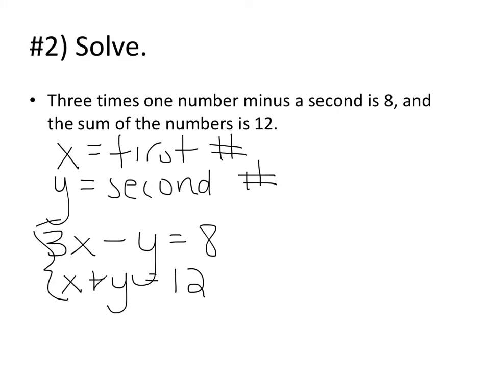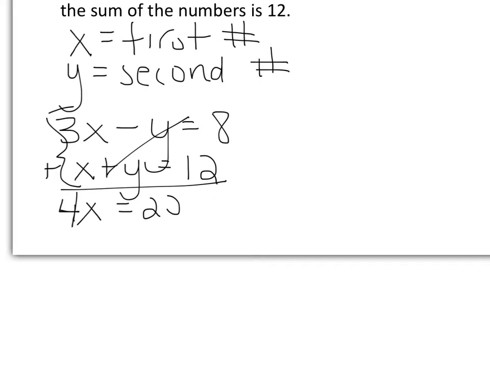Now if you solve this using elimination, the y's already cancel. So you just add these together. 3x plus x is 4x equals 8 plus 12, which is 20. Divide both sides by 4, and you end up with x equals 5.